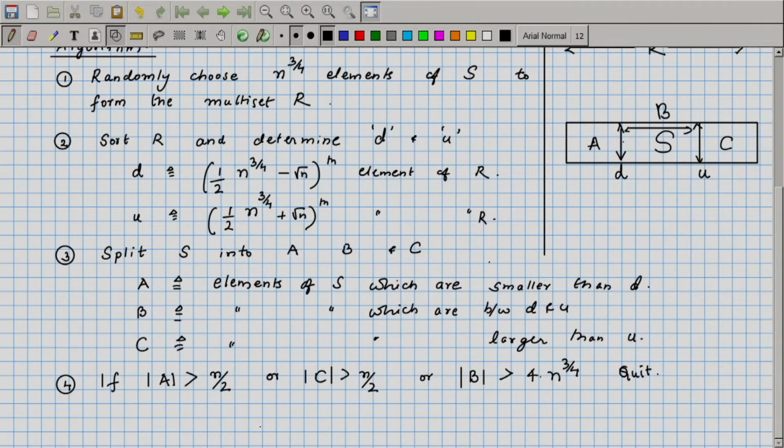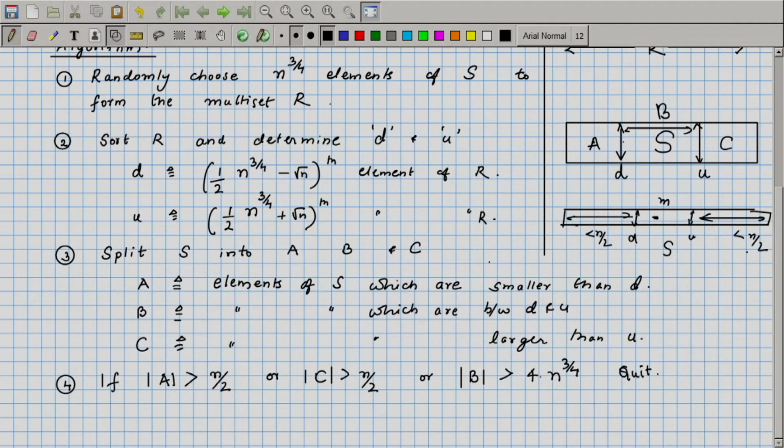So, in this case the median will clearly lie in B because A contains less than n by 2 elements. If you look at S in the sorted order, the median will be right at the middle. The elements which are smaller than D, there are less than n by 2 elements of that kind, and the elements which are larger than U, they are also less than n by 2. Okay. So, this is less than n by 2, this is less than n by 2.